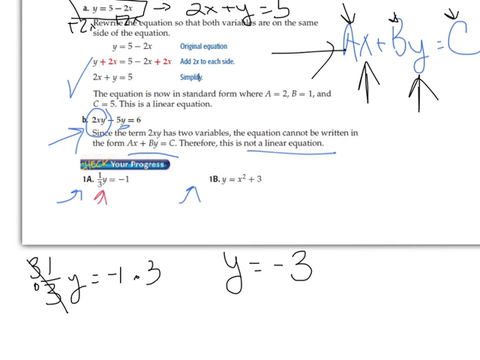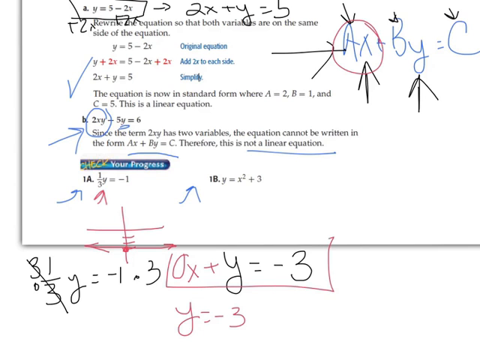But now you're probably saying, well, we don't have our ax. Well, really, we do have our ax because we have 0x plus y, which is just 0 plus y. The reason that we know that this is going to be linear is because if I were to graph y equals -3, I would just go to -3 on my y-axis, and I would have a horizontal line. And because that's a straight line, it's linear. Therefore, this is a linear function.